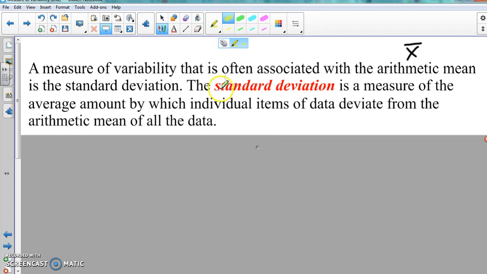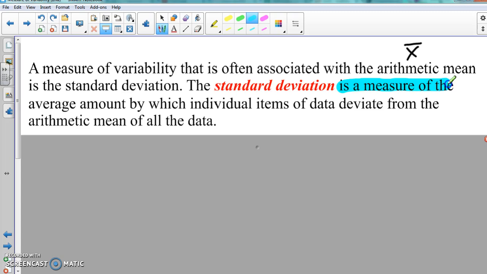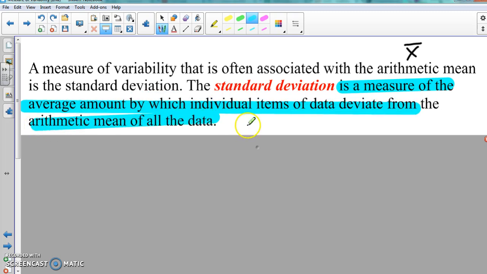Let me highlight that part. So we're going to do it in blue. The standard deviation is this whole part right here, the second sentence. It is a measure of the average amount by which the individual items of data deviate from the arithmetic mean of all the data.